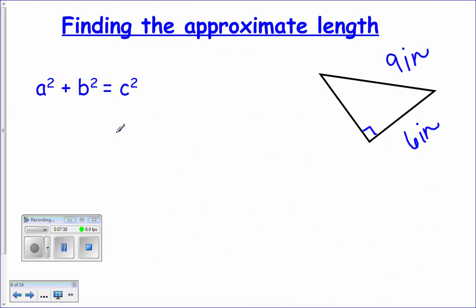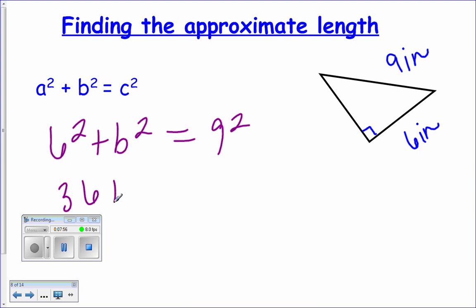When we want to find the approximate length, we're going to just round like we've been doing. We're going to round to the tenth. Again, the hypotenuse is always across from the right angle, so we know we have a leg. So 6 squared plus b squared equals 9 squared. So 36 plus b squared equals 81.